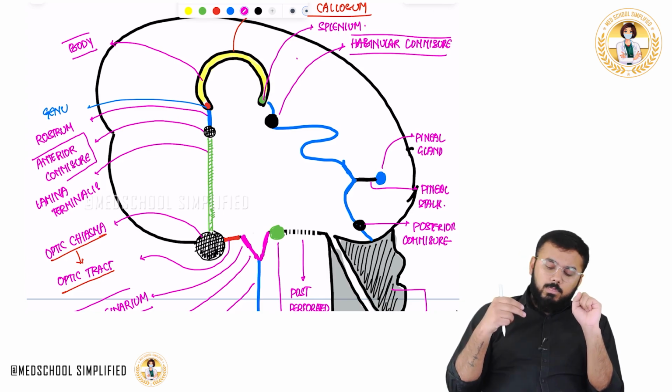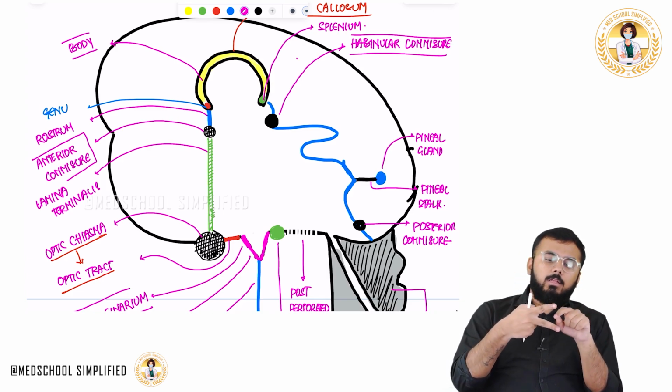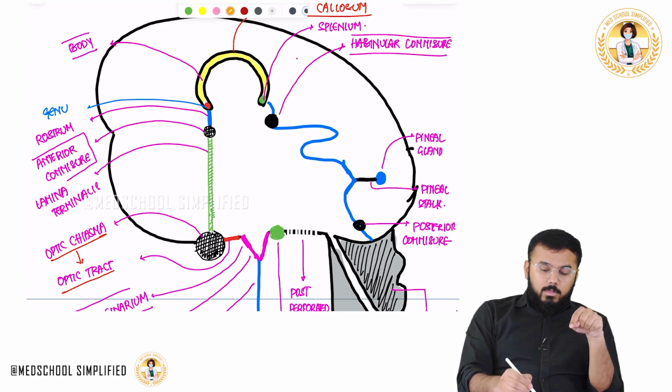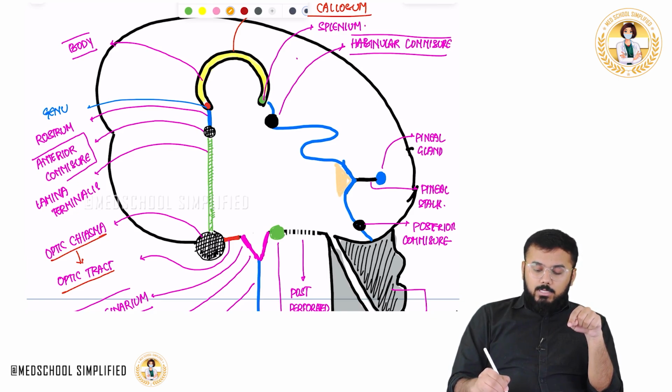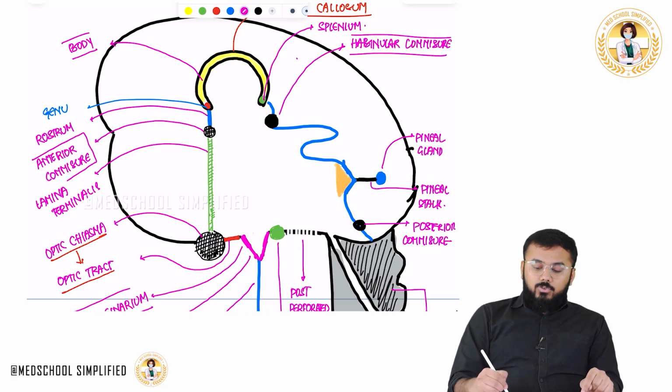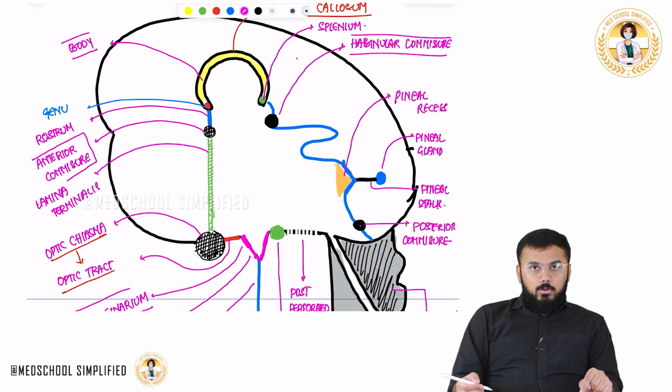Now here, if you see the superior lamina and inferior lamina, between the superior and inferior lamina you see a triangular space. Where is this triangular space located? It is located exactly in front of the pineal stalk, or in front of the pineal gland. So, this triangular recess is called the pineal recess.